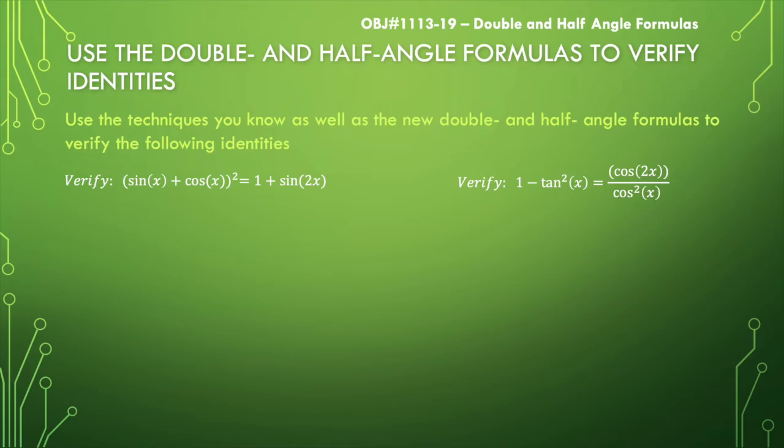All right, so we have two examples here. In both of these examples, you'll notice there is a trig expression that involves a double angle. Okay, so you see that here and here. So let's focus our attention on the very first identity.